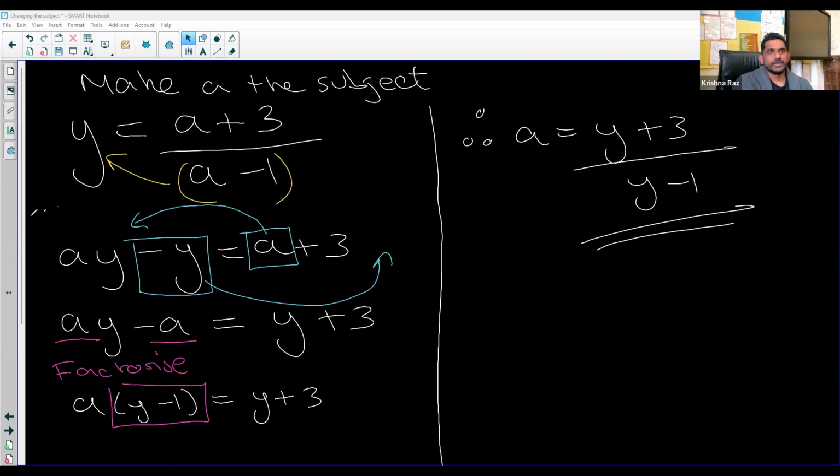Job done. So what did we do? First step, we multiplied. Second step, we grouped terms. Then we factorized, and then we divided, and it was job done. So let's go again.